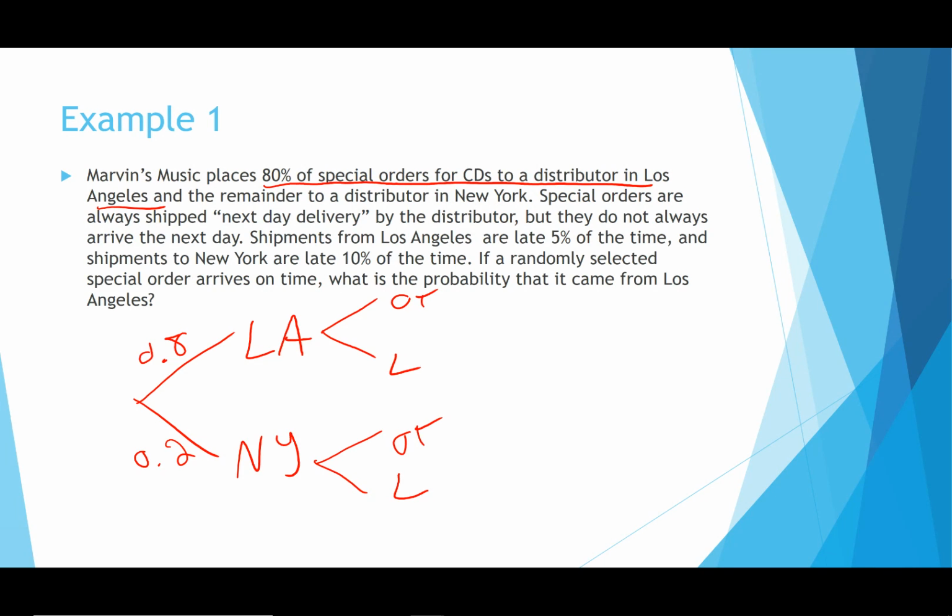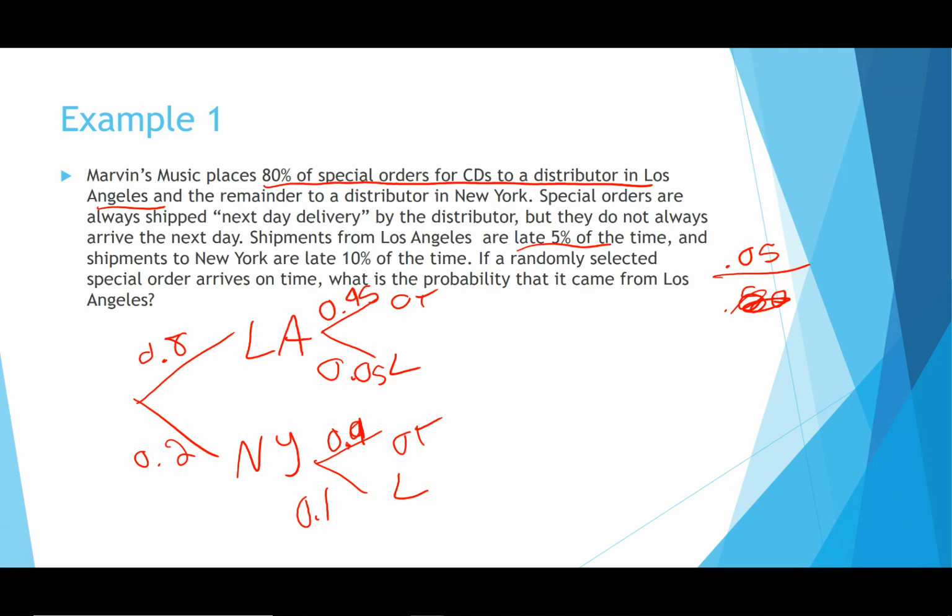Now, if it comes from LA, shipments arrive late 5% of the time. So 5% is 0.05, not 0.5. 0.5 is 0.50 or 50%, and 0.05 is 5%. So it's late 0.05, which means it's on time with 0.95 probability. And from New York, it's late 10% of the time, which is 0.1, and so that means on time 90% of the time, which is 0.9.